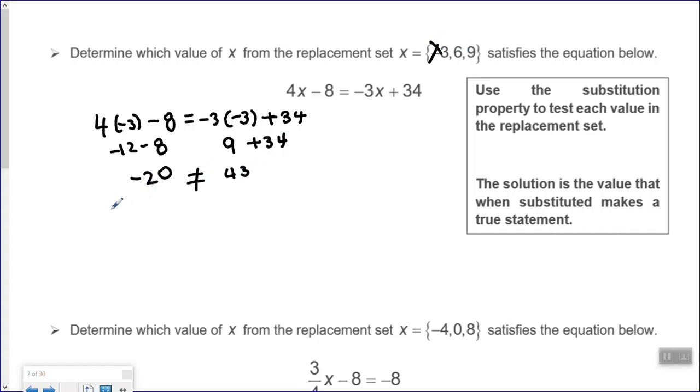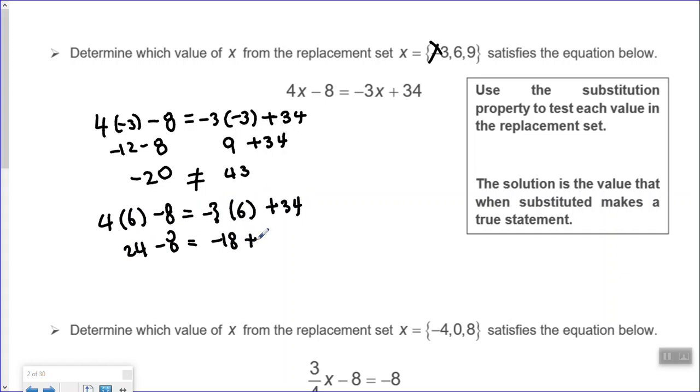Now plug in 6. 4 times 6 minus 8 equals negative 3 times 6 plus 34. 4 times 6 is 24, minus 8. Negative 3 times 6 is negative 18, plus 34. 24 minus 8 is 16. Negative 18 plus 34 is 16. They are equal, so 6 is the right answer.